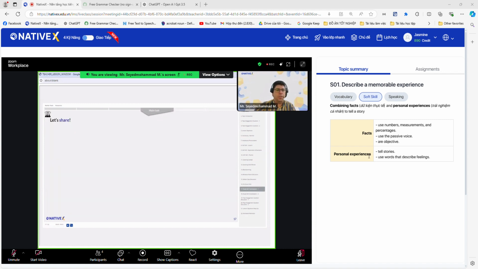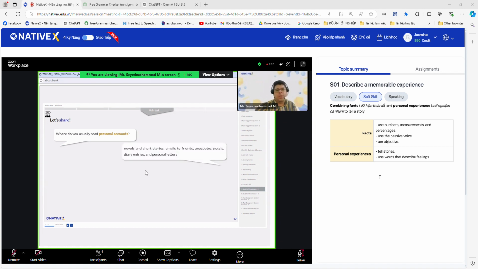Let's share now. Where do you usually read personal accounts, guys? Everyone in the class. Where do you usually read personal accounts? No idea? So let me tell you some hints. For example, in emails or novels. Jasmine, Fuang, Tuen. Where do you usually read personal accounts?